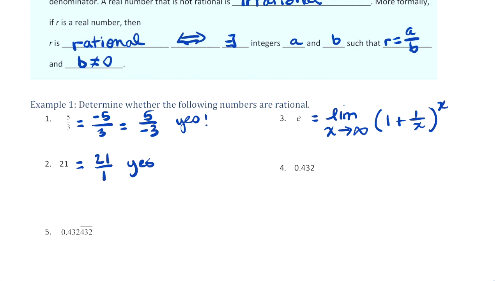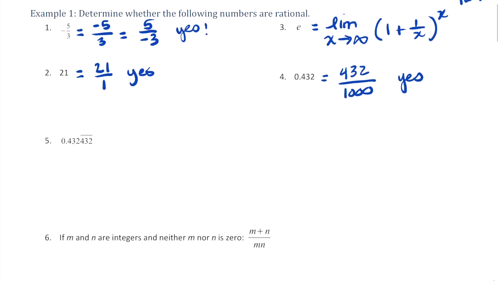All right, what about 0.432? If we spoke this properly, what would we say? We'd say 432 thousandths. Very good. And so this indeed fits the definition because we can write this as a quotient of two integers. So this is a yes. And then what about a repeating decimal?